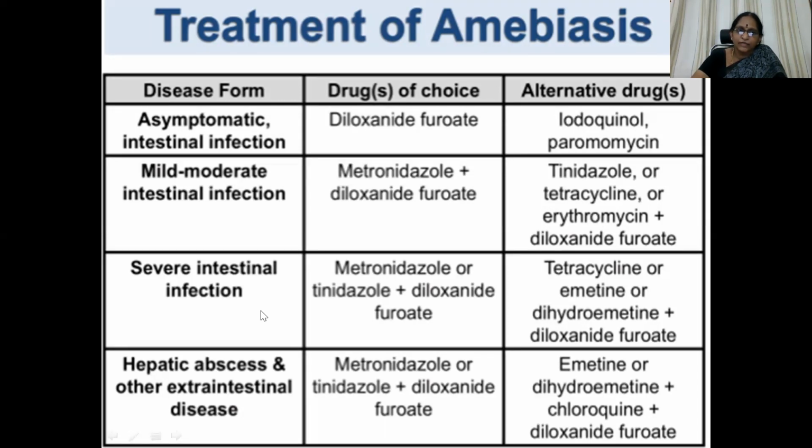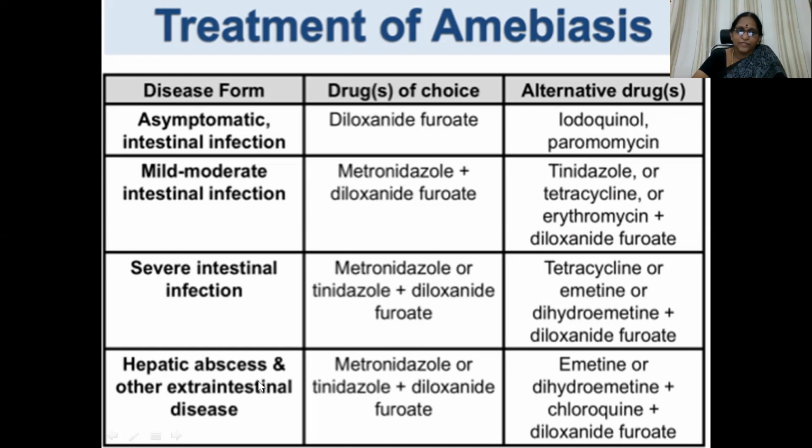Then in case of severe intestinal infection, metronidazole or tinidazole, the tissue amebicides, along with the luminal amebicide, that is gloxonide furoate. Alternative drugs can be tetracycline or emetin or dihydroemetin, but these are rarely preferred because of their high toxic profile. These are almost banned in many countries. Then along with the gloxonide furoate molecule.